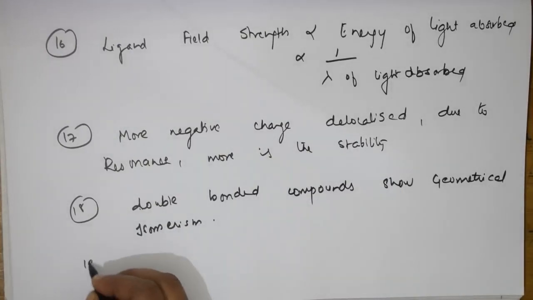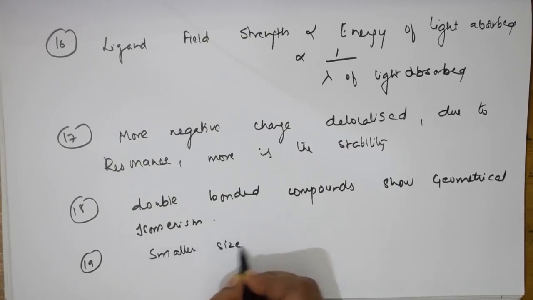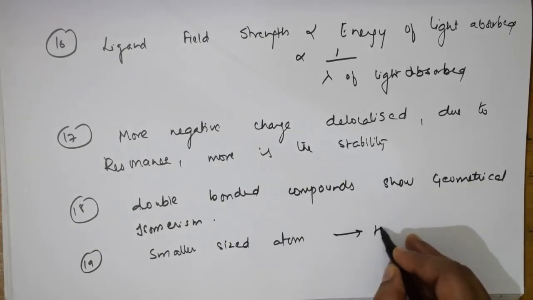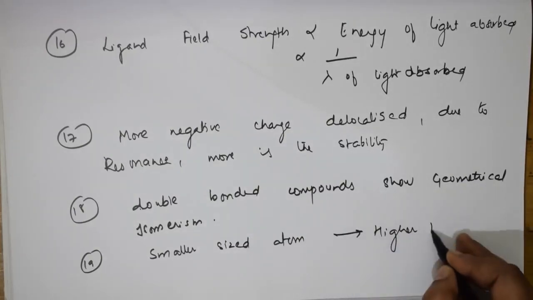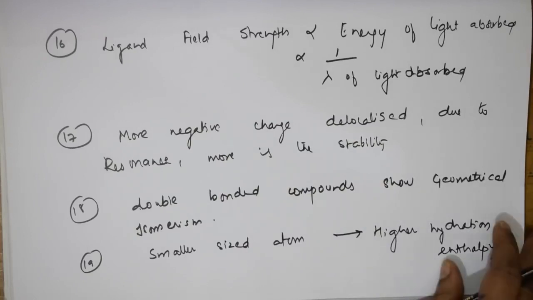Right. 19th concept, which you should remember, hydration enthalpy. So they'll be giving you questions based on hydration enthalpy. So what will you remember in that? If it is a smaller sized atom, then this will have higher hydration enthalpy. Higher hydration enthalpy. Remember this concept, right? Now let us come back to the 20th concept. What is that 20th concept?